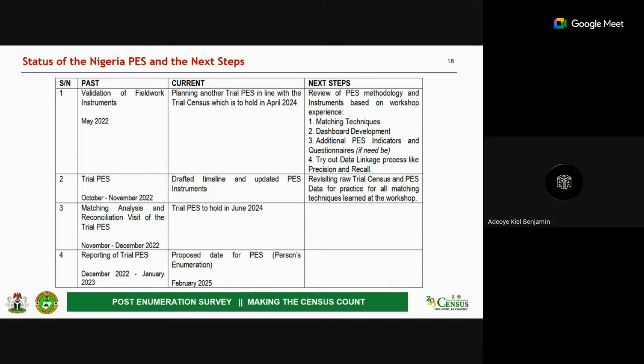Then thirdly, matching analysis and reconciliation visit of the trial PES, which we were able to do between November and December 2022. The trial PES, currently the trial PES for June, we wished, but we don't have anything beyond what we have. And then for reporting of the trial PES, which took place between December 2022 and January 2023, currently we have proposed dates for the PES enumeration to be in February 2025.